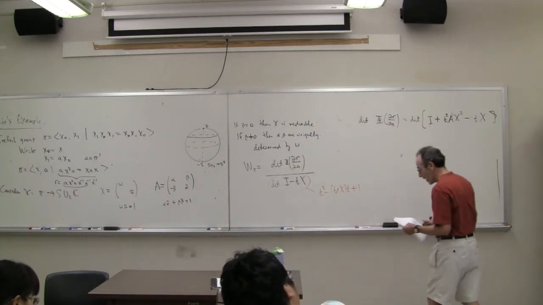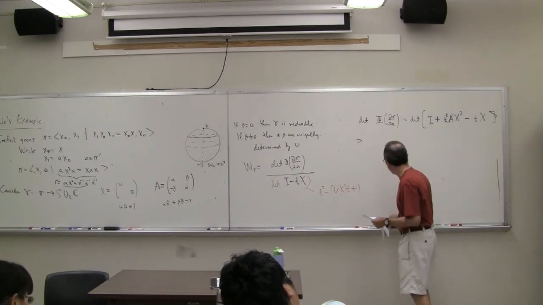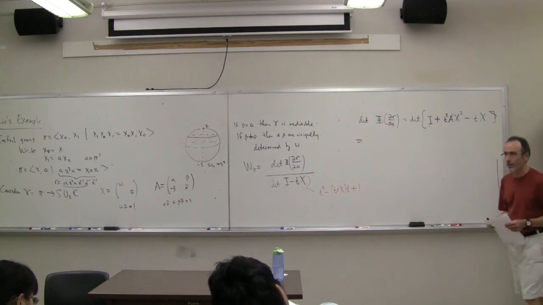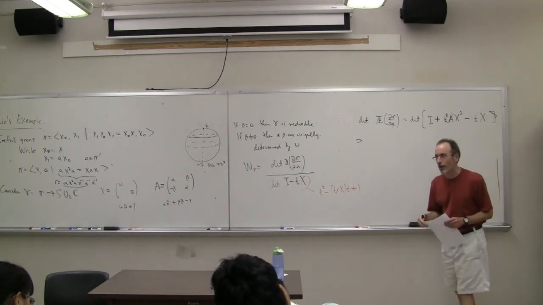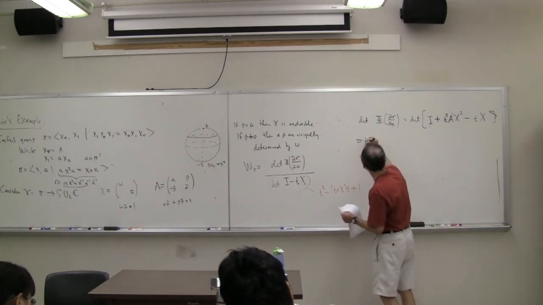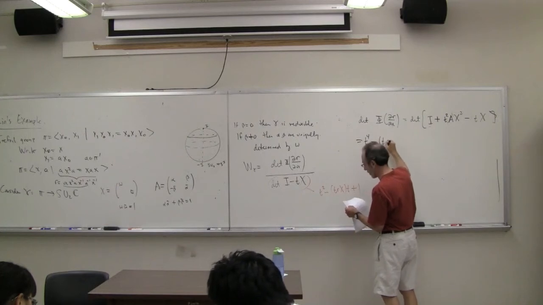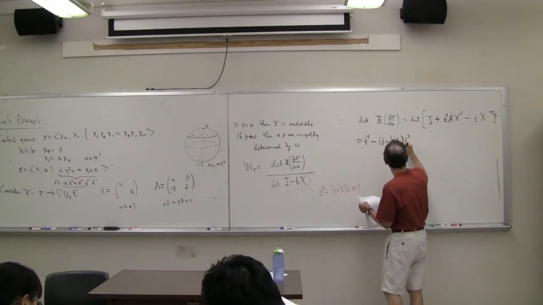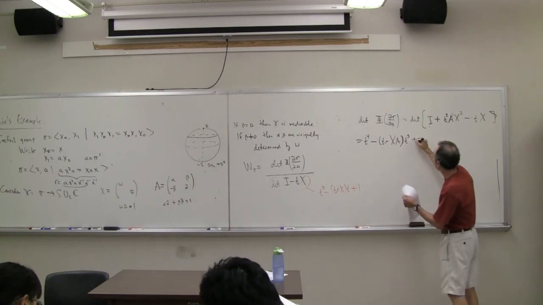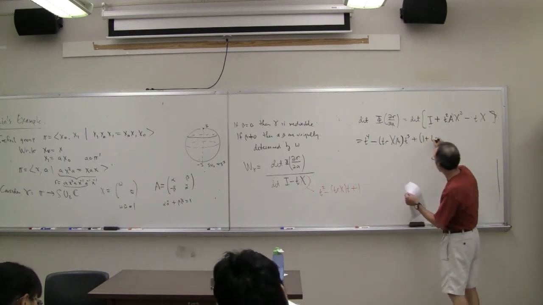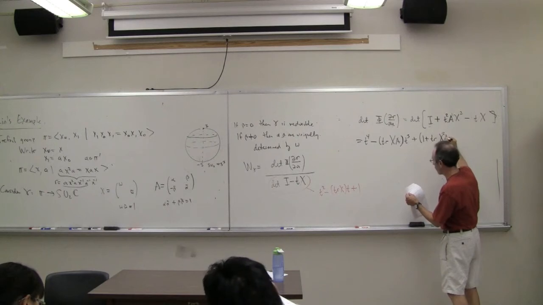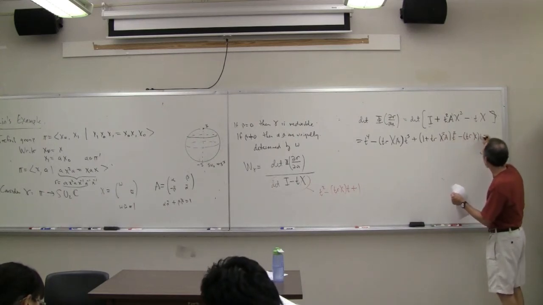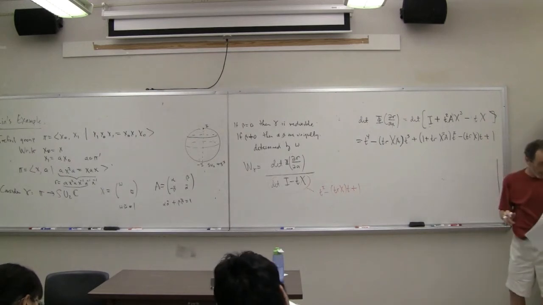Now, if you expand this, you could do this with a very large envelope, or you could use Mathematica. You get t to the 4 minus the trace of x a t cubed. You have to check that, but trust me. 1 plus the trace of x squared a t squared minus the trace of x t plus 1.